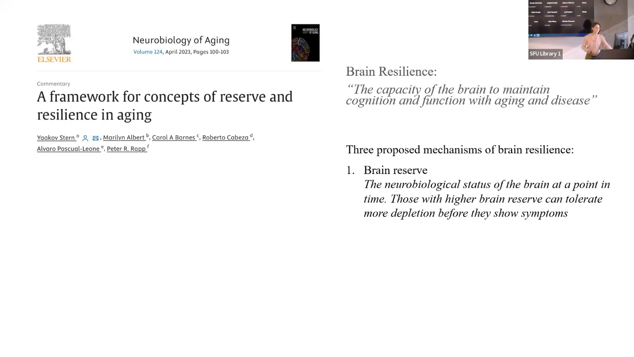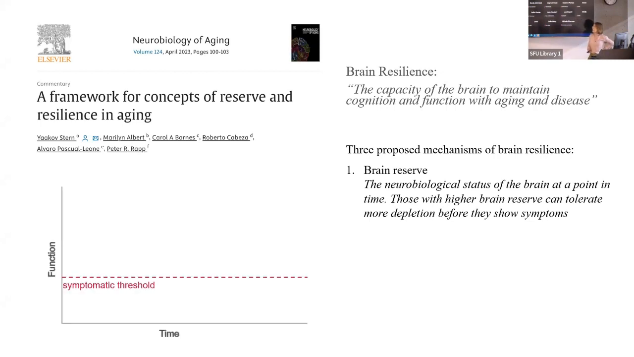This includes, first of all, brain reserve, which is defined as the neurobiological status of the brain at a single point in time. The idea being that individuals who have higher brain reserve can tolerate more depletion to their system before symptoms emerge. Putting up a little schematic here, if we think about a relationship between function and time, and there being some sort of threshold at which function declines such that symptoms are emerging, then brain reserve is sort of the distance from any individual to the symptomatic threshold at baseline. So the higher that you begin, the longer you have to fall before you show impaired function.